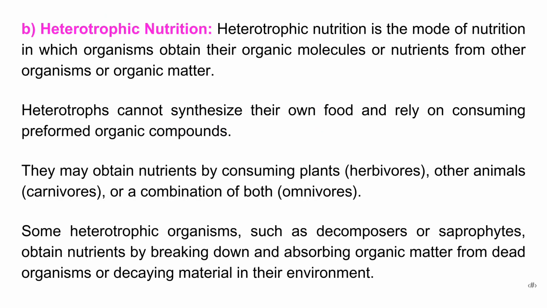B. Heterotrophic nutrition. Heterotrophic nutrition is the mode of nutrition in which organisms obtain their organic molecules or nutrients from other organisms or organic matter. Heterotrophs cannot synthesize their own food and rely on consuming preformed organic compounds. They may obtain nutrients by consuming plants, herbivores, other animals, carnivores, or a combination of both, omnivores. Some heterotrophic organisms, such as decomposers or saprophytes, obtain nutrients by breaking down and absorbing organic matter from dead organisms or decaying material in their environment.